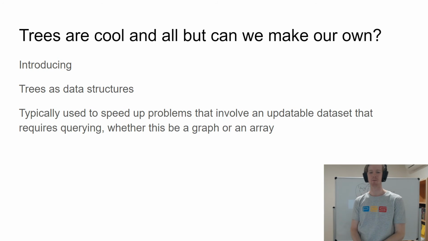So trees are cool and all, but can we make our own? And how useful would they be? So typically trees are going to be used to turn problems that have recurring necessities, like recurring problems that are similar, into something easier to solve. It makes it so that instead of taking linear time, it'll take logarithmic time. That's essentially what a tree tries to do.